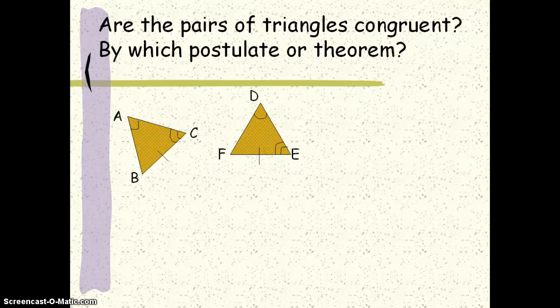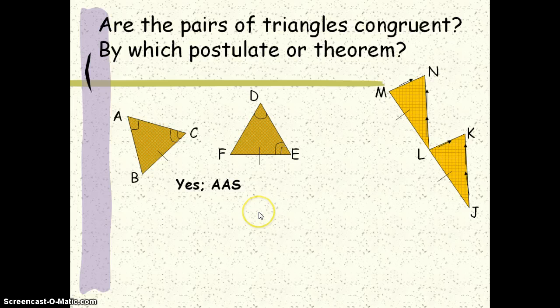Are the pairs of triangles congruent? By which postulate or theorem? A matches up with D, C matches up with E, and BC matches up with FE. We have angles, angles, sides. So these are congruent by angle-angle-side. Next one.